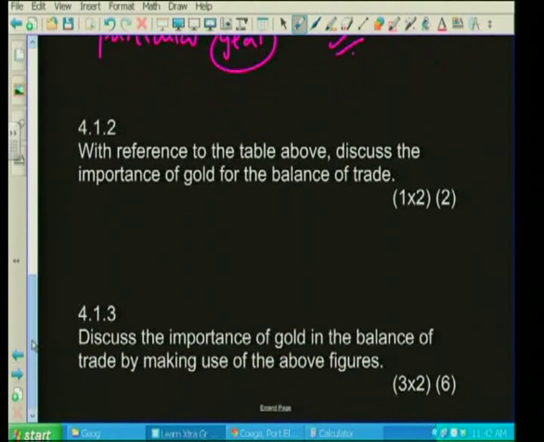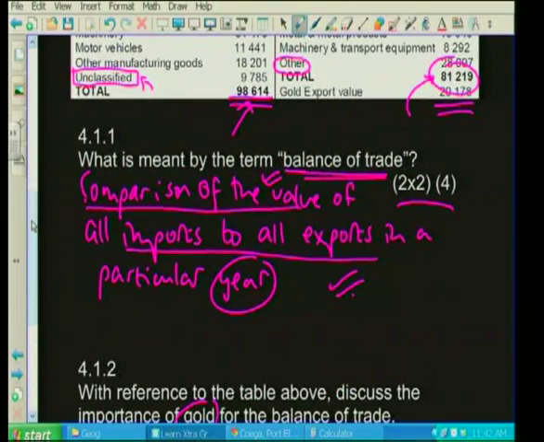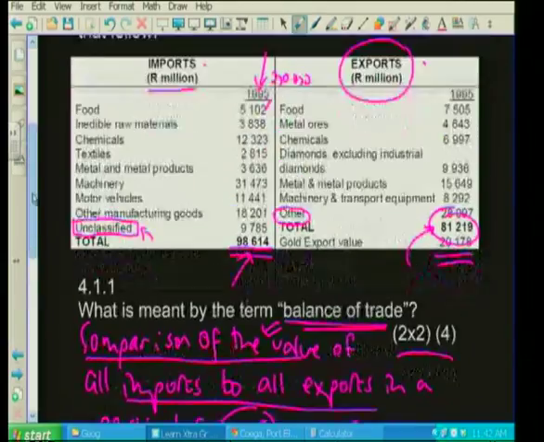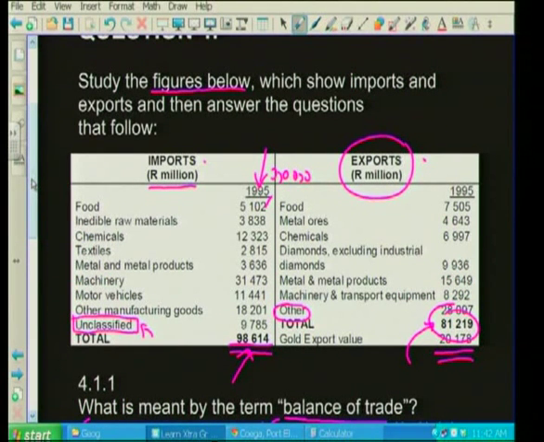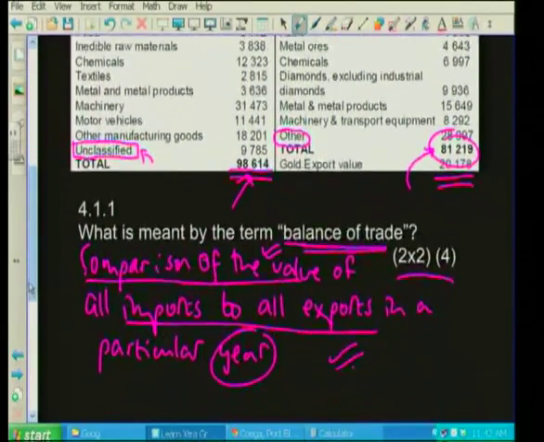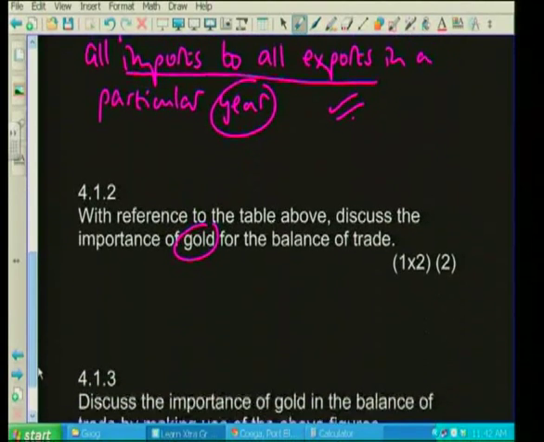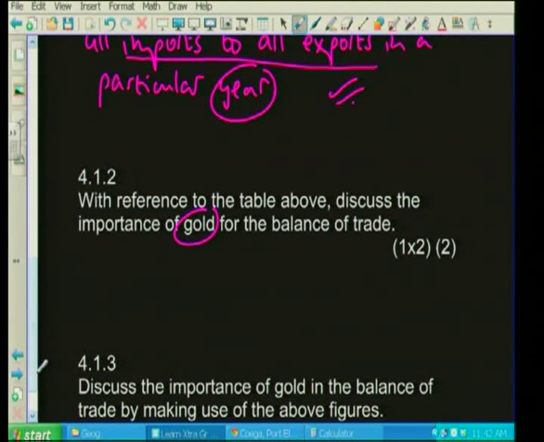Question 4.1.2. With reference to the table above, critically discuss the importance of gold for the balance of trade. Now remember, what we've answered in question 4.1.1 and what we've deciphered in the graph or in the resource material, in this case it's a list of figures, a table of imports versus exports, is going to help us answer the remaining questions, or the questions that are following after one another as they go on. So here we have to say for 2 marks, why is gold so important in the balance of trade?